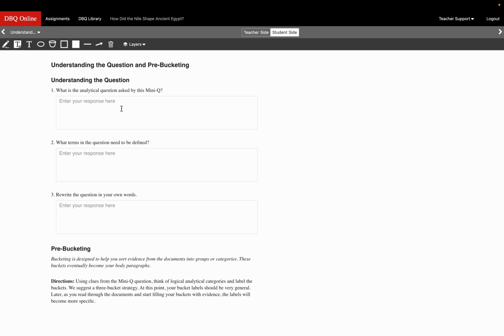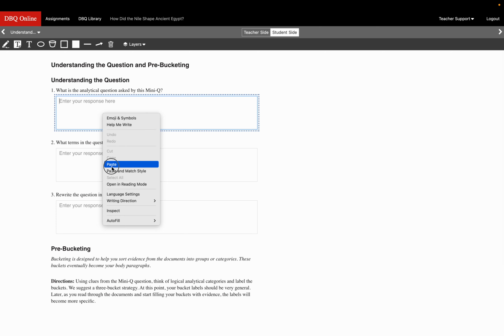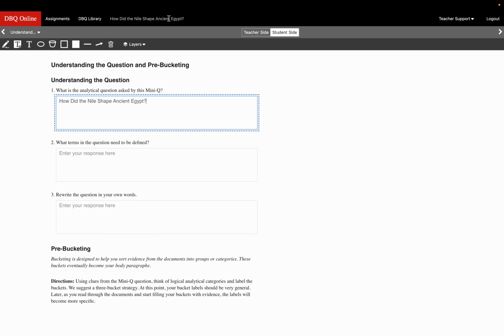Now this page is actually really easy. What is the analytical question asked by this mini Q? All you've got to do is copy and paste that from the top of your screen right here. How did the Nile shape ancient Egypt? Right, that should actually be really easy because again, it's just right there at the top.